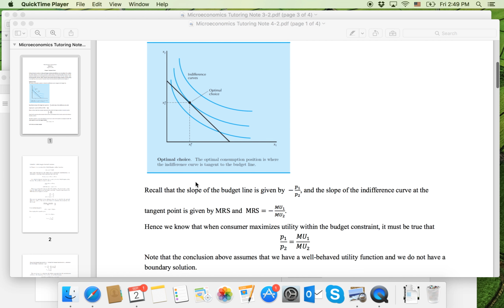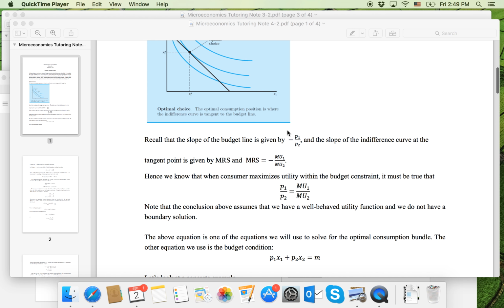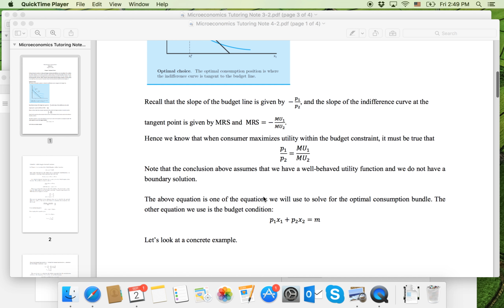And because of the overlap, we know that the budget line's slope is given by negative P1 over P2. The slope of the tangent line, which overlaps with the budget line, is given by negative MU1 over MU2, which is the MRS. Therefore, we have the equation that negative P1 over P2 is equal to negative MU1 over MU2, and we cancel the negative sign. What we get is P1 over P2 is equal to MU1 over MU2. So this is the first relationship that we're going to use to solve for the optimal consumption bundle.